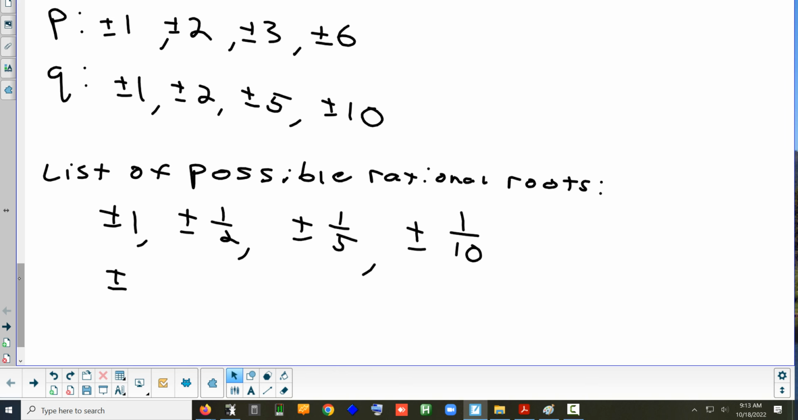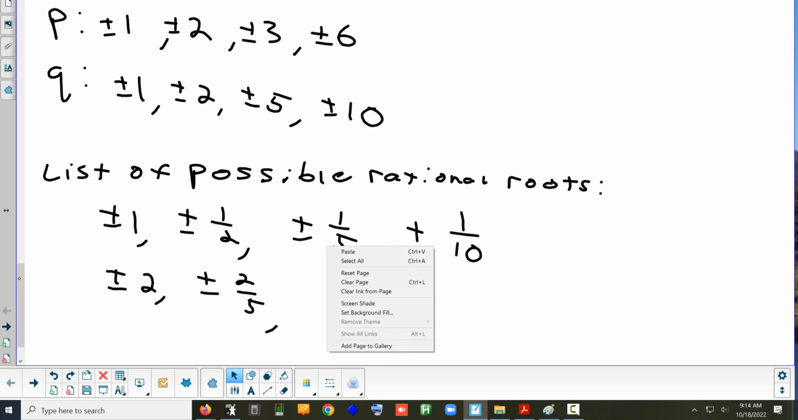What would be the first answer that I could write down that has a 2 in the top? Yep, Lauren. 2 over 1. How about the next answer? 2 over 2, but we already have that one. Okay, so let's go to the next one. 2 over 5. And the next one? Yeah, 2 over 10, but I already have that, so I don't have to write it again.